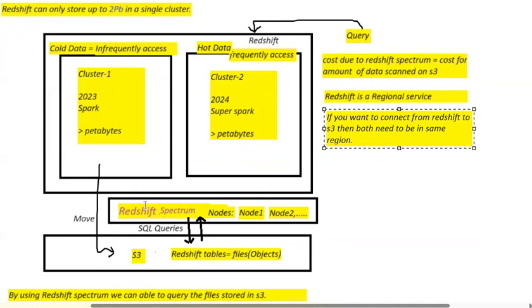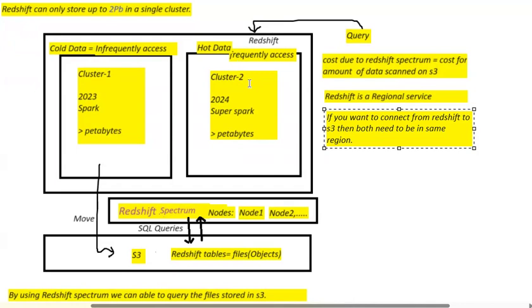Okay, yes. So since S3 is also regional and Redshift is also regional, they must be present in the same region. Let's say my Redshift is present in the Hyderabad region and my S3 is present in the Hyderabad region, then I can connect from Redshift to S3. How can we connect, sir? So first we need to connect to this Redshift by using any EC2 instance, and then by using that EC2 instance, we can get the data from this S3. Since both Redshift and S3 are present in the same region, we can get the data from S3.